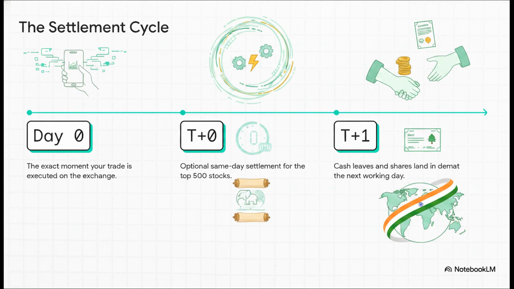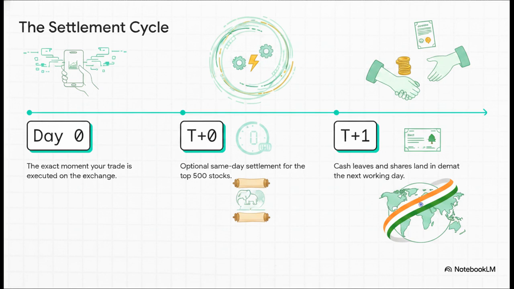Day 0 is the exact moment your trade is executed. Now, historically, you'd have to wait a while. But as of January 2023, India completed this amazing shift to a world-class T+1 settlement cycle. That basically means exactly 1 working day after your trade, the cash officially leaves your bank account and the shares officially land in your demat account. This literally gives India one of the fastest settlement standards on the entire planet.